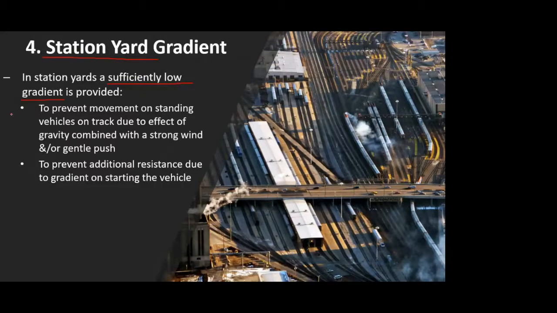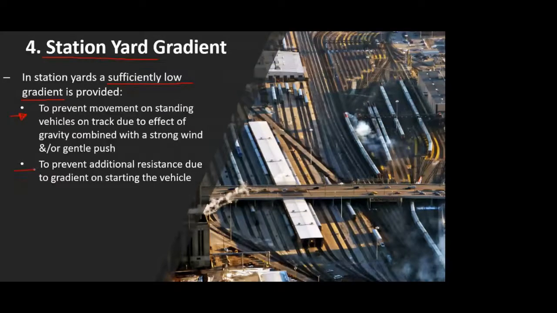That is not the case that we want, that a parked train will start moving just by some push, maybe a push from another engine, or just by the strong wind. That should not happen. So that's why this gradient has to be as less as possible, but it should also be such that there is drainage of water. So you have to balance it.